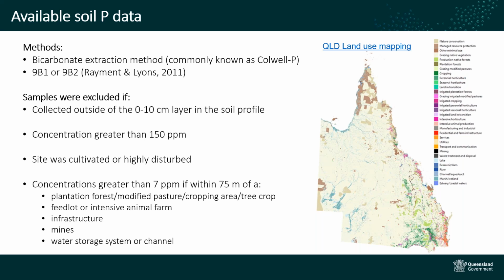And then by using the Queensland land use mapping, we also eliminated anything that had a somewhat higher concentration than we expected. So we set this level at about 7 parts per million, and if it was within about 75 to 100 meters of any areas that might show disturbance or any potential phosphorus applications. So this exclusion process here actually was kept consistent with the previous map to make sure that we were getting the same sort of process there.